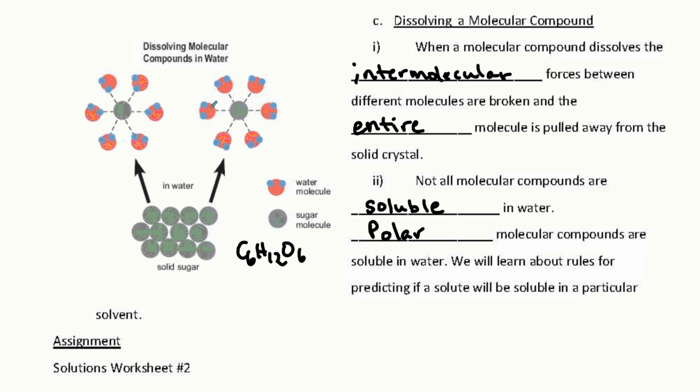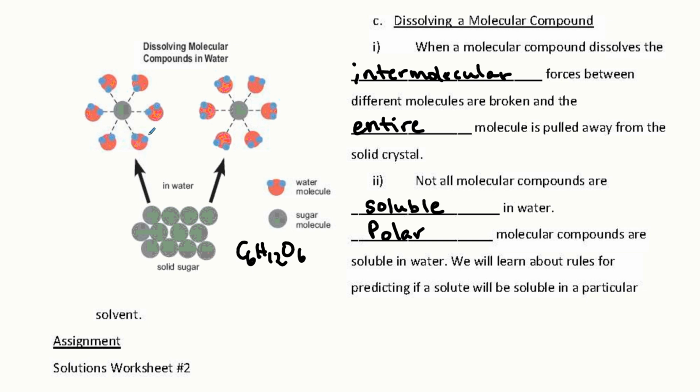But what does happen is the polar water pulls each molecule away. So this would be like a lump of sugar. Each one of these is a molecule of sugar. So the polar water molecule pulls each molecule of sugar apart. So it's still dissolving, but the entire molecule stays intact. It's not separating out into its individual atoms. It's staying whole, and each whole molecule is surrounded by water.